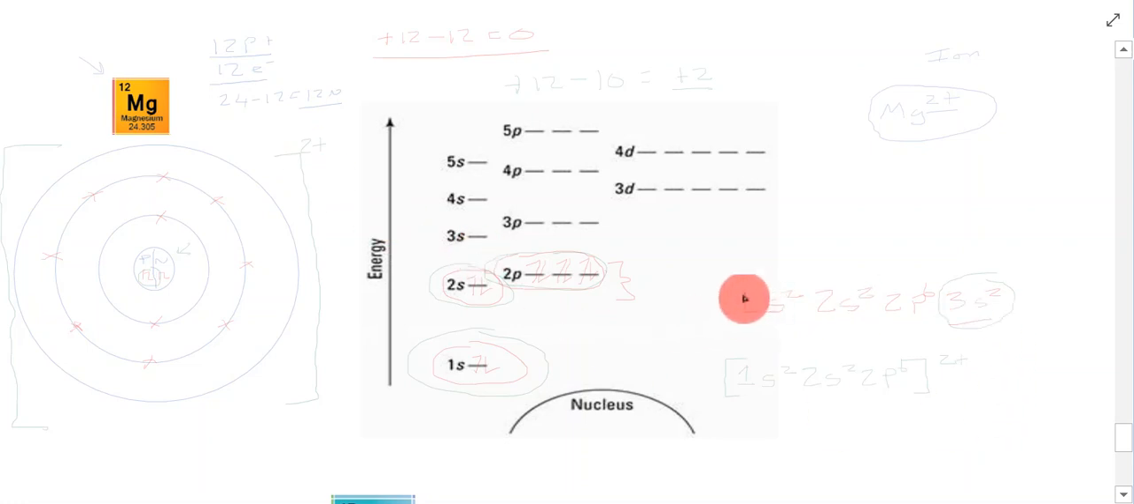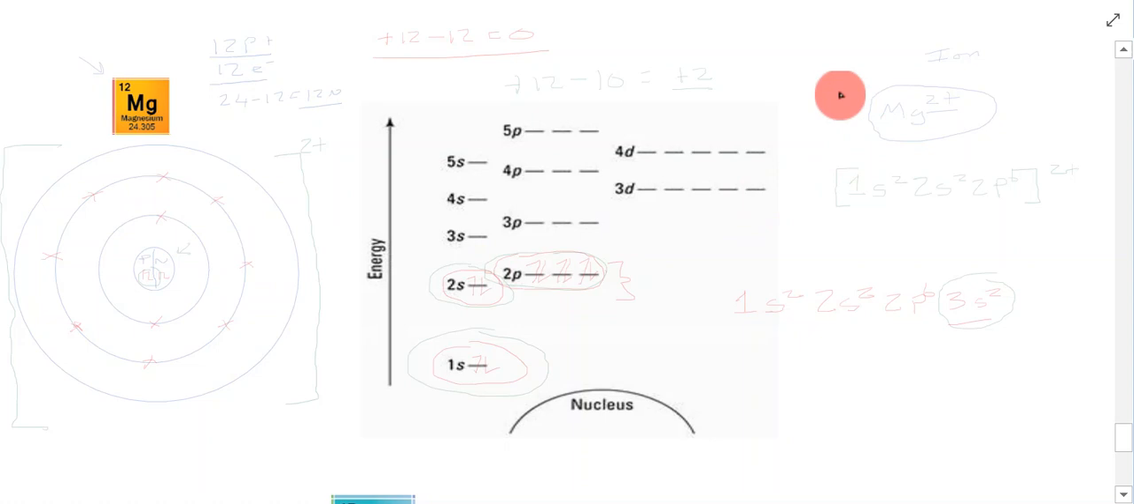So this here is what the electronic configuration for a neutral atom of magnesium looks like, and this is what the electronic structure for the magnesium ion looks like. That's what it looks like if you write it out. And then this is what it looks like using this model, and this is what it looks like in the Bohr model as well.